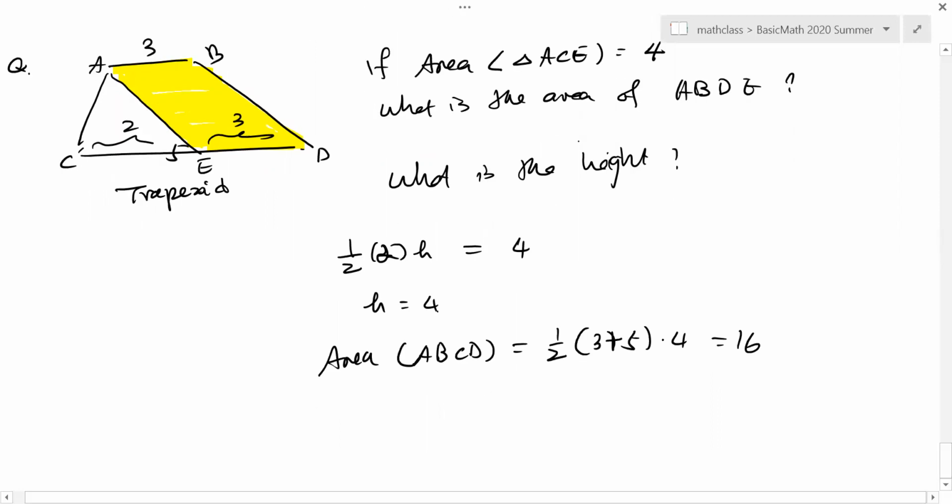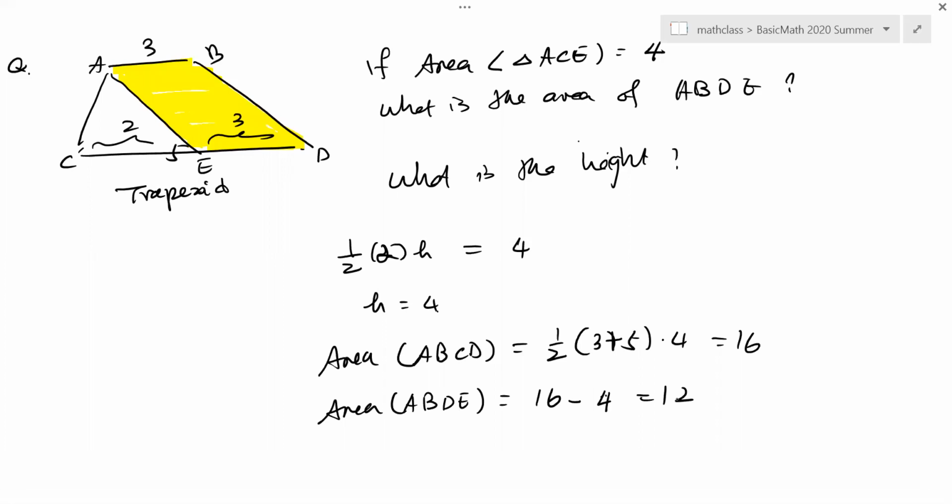The area of the shaded region, you have to do subtraction. The area of the shaded region ABDE is going to be 16 minus 4. That is 12. Okay, don't forget.